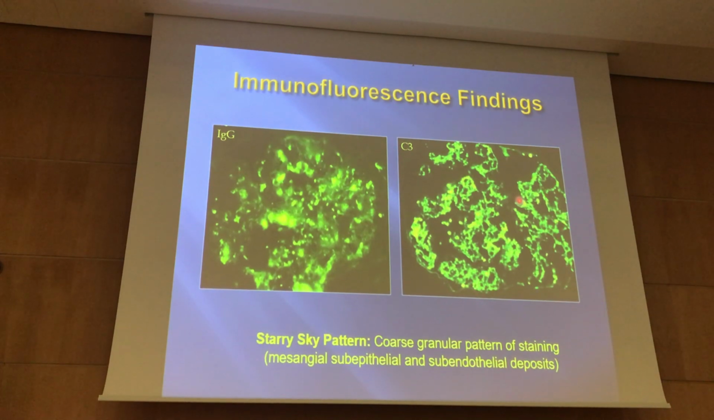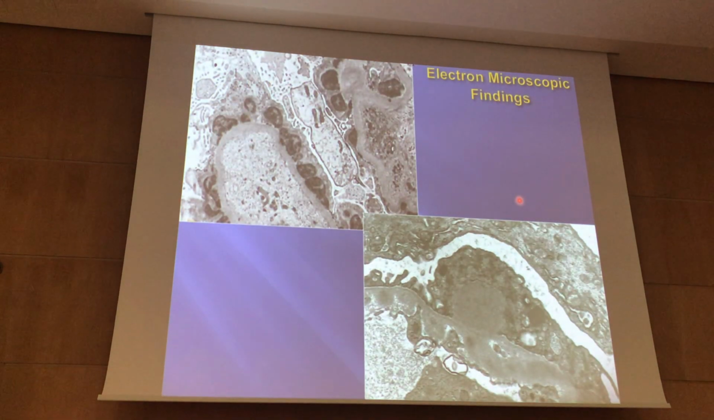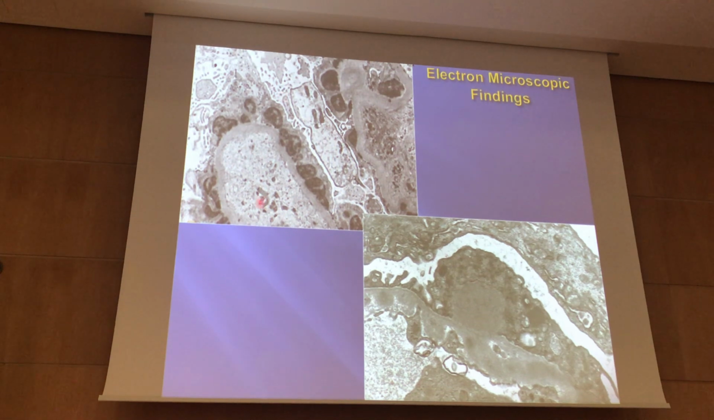Clear? Okay. This is electron microscopy, basement membrane. These are the humps. You see? These are subepithelial humps. So this is endothelium, this is epithelium. So this is subepithelium.